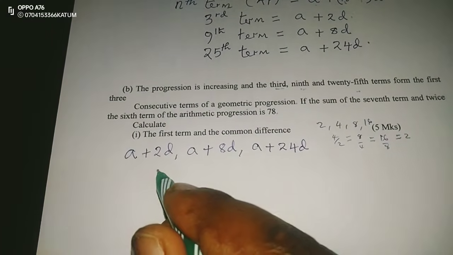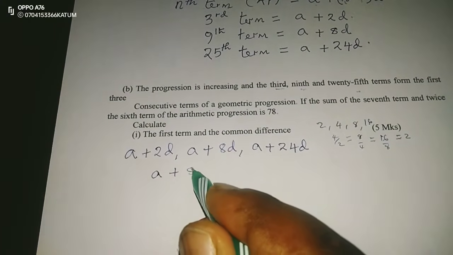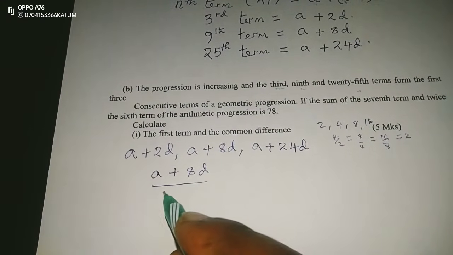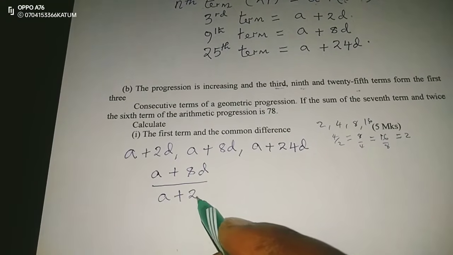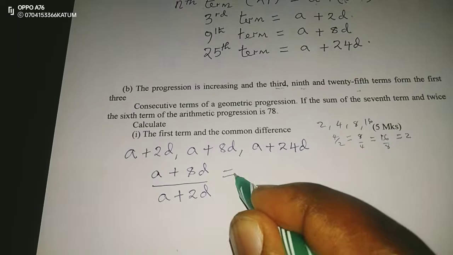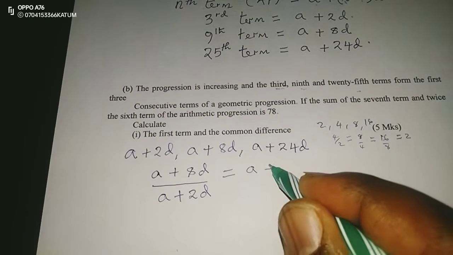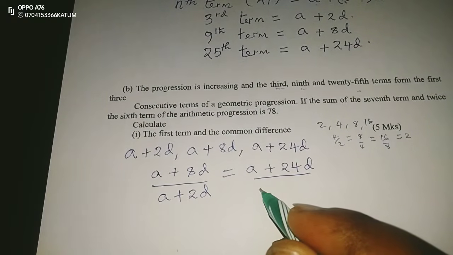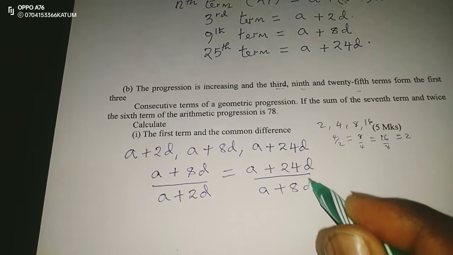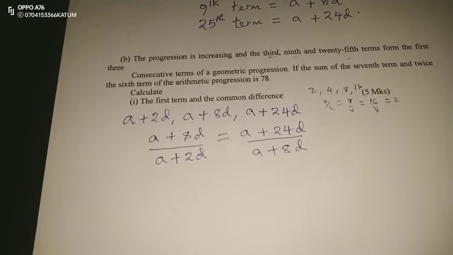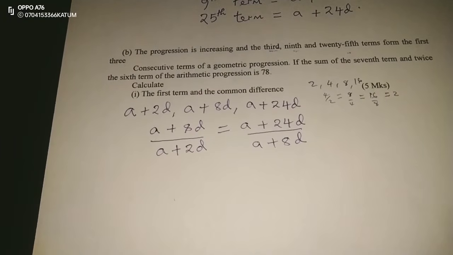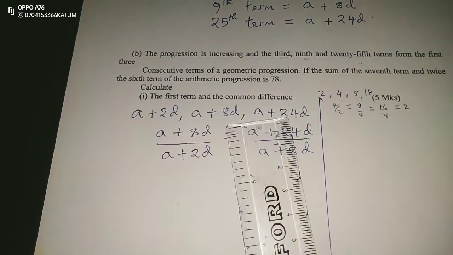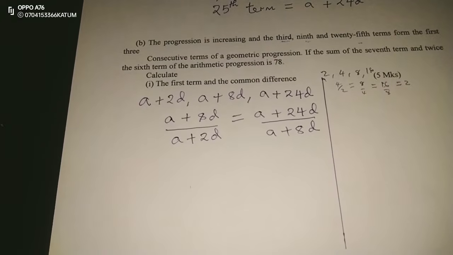This means when we take the second term, remember it is the ninth, but now it becomes second for the GP, out of the first, there is a common ratio we should obtain. But this common ratio is also obtained when we take this third term and we divide by the second term. Let me first of all work out this equation before I go to the next information.